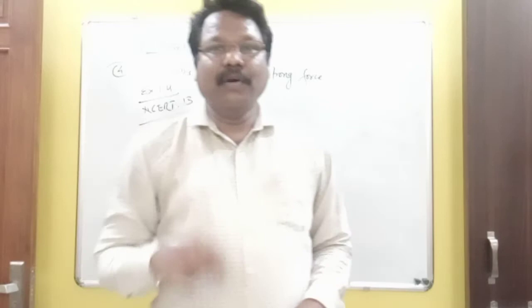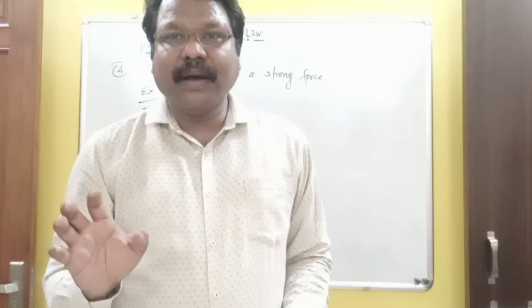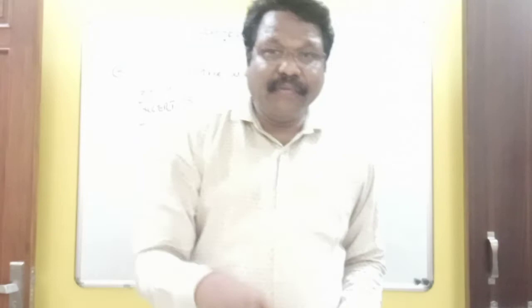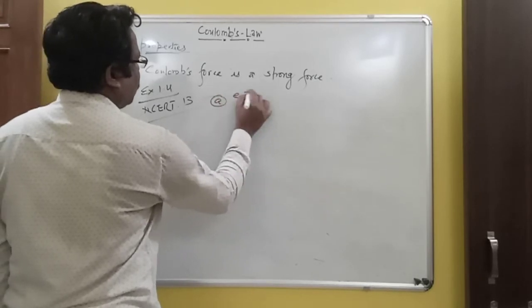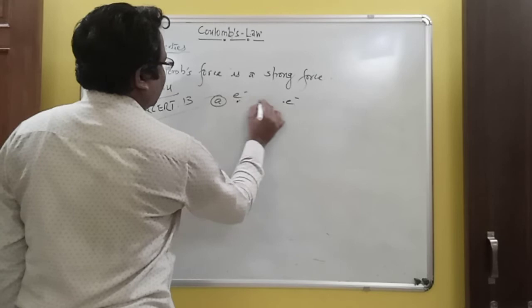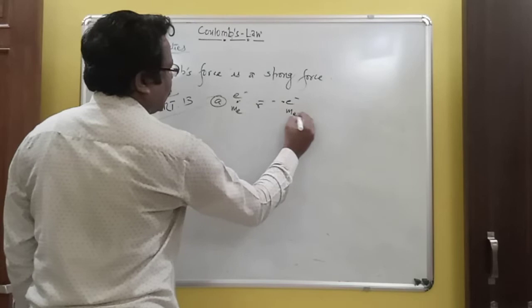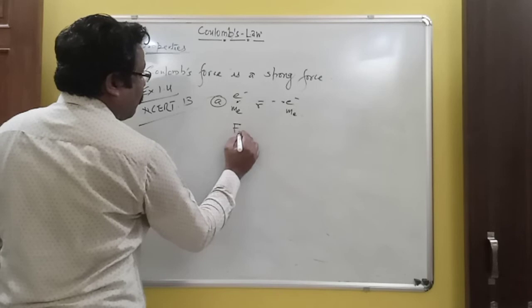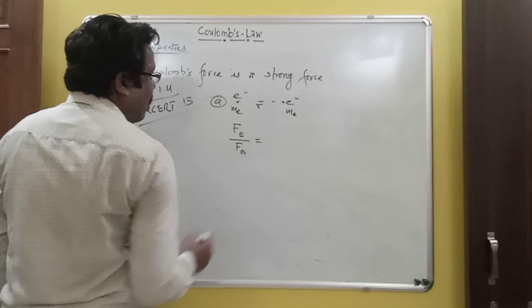What did they do, what have they asked? They have taken 2 electrons and asked what would be the Coulomb force and the gravitation force between 2 electrons, and the ratio between them. So if you take 2 electrons, electron and electron, at a certain distance r, and suppose their masses are me and me, then how will you write the ratio of Coulomb force, electrostatic force, to the gravitation force between them?